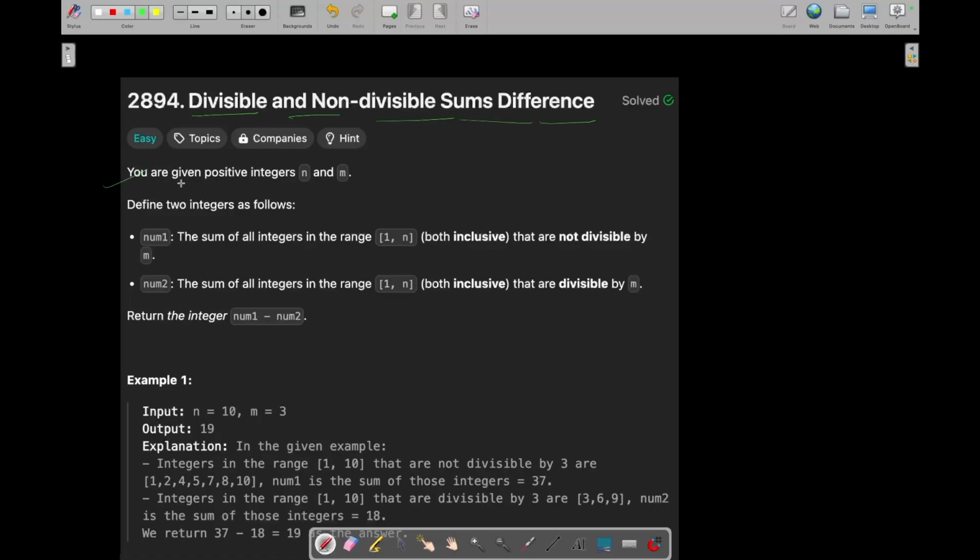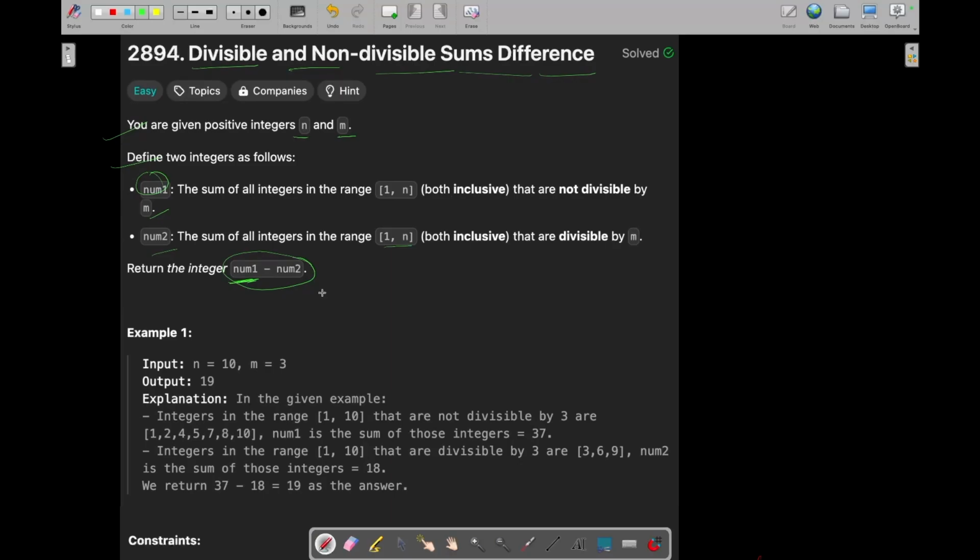So in this question, you are given positive integers n and m, and define two integers as follows. Num1, the sum of all the integers in the range of 1 to n, both inclusive, that are not divisible by m. And num2, the sum of all integers in the range 1 to n, both inclusive, that are divisible by m. And you need to return the integer num1 minus num2. It means you need to return the difference between both of them.